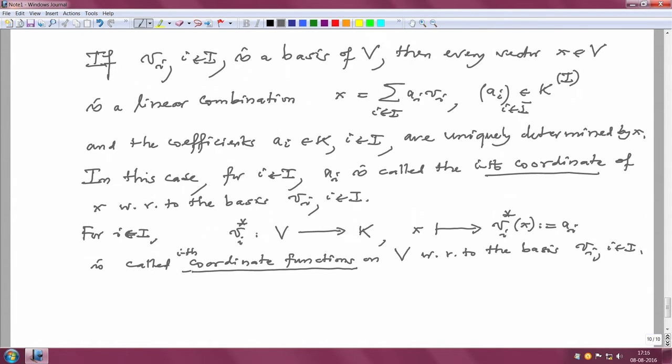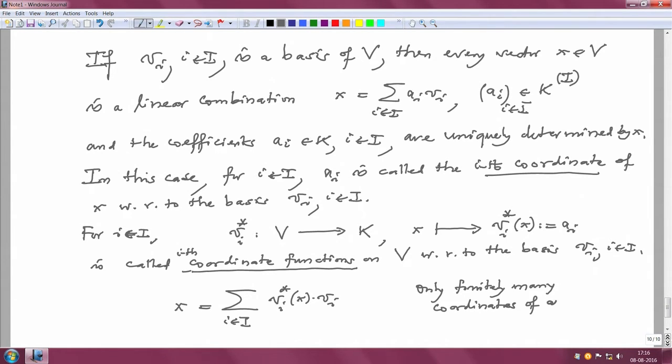So therefore, in this notation, each vector x, we can write it as a linear combination of the a_i's, and this is the sum of v_i star of x times v_i. Note that only finitely many coordinates of any vector x in V can be non-zero.